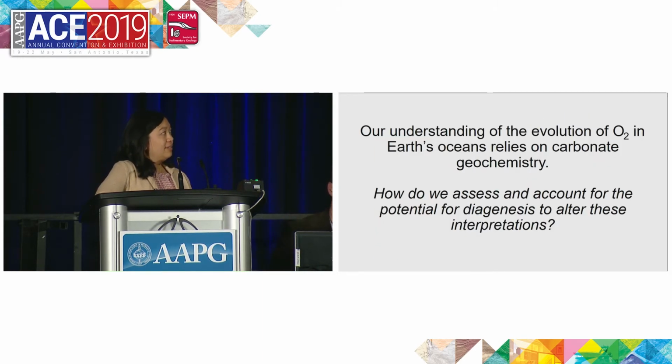Our understanding of the evolution of oxygen in the Earth's oceans really relies on carbonate chemistry. It's an imperfect tool, but it is what we have. So it's important to not turn away from this record and really just think about how we can assess and account for diagenesis to alter our interpretations of these geochemical records.